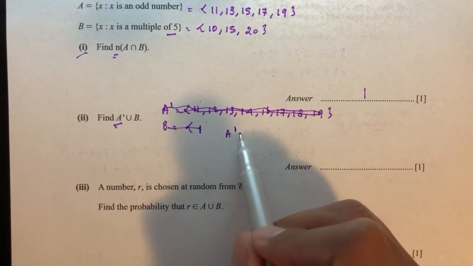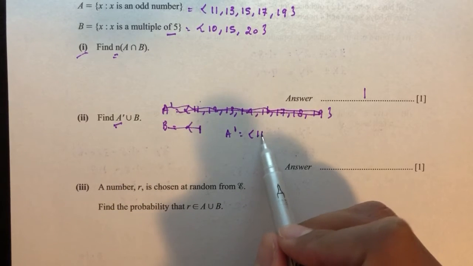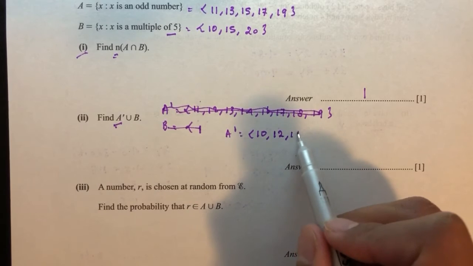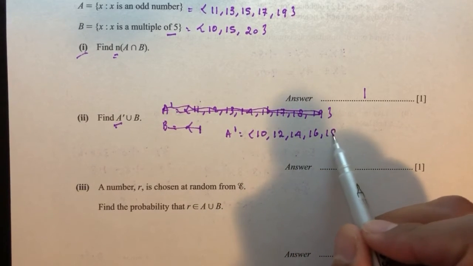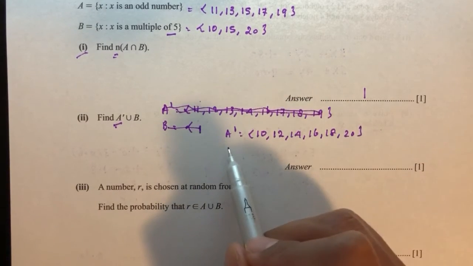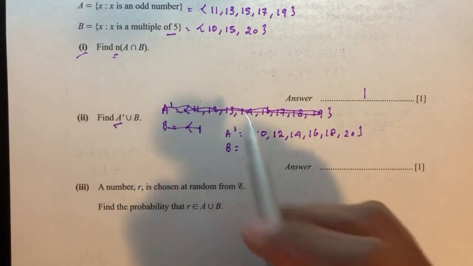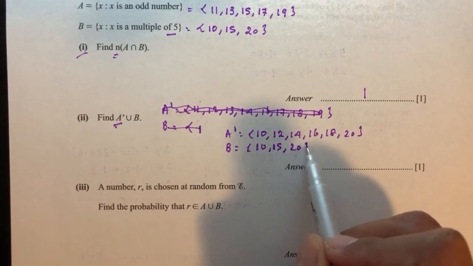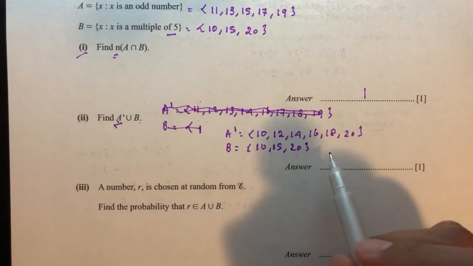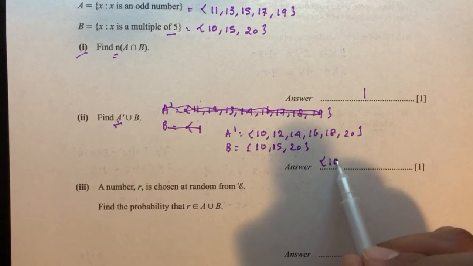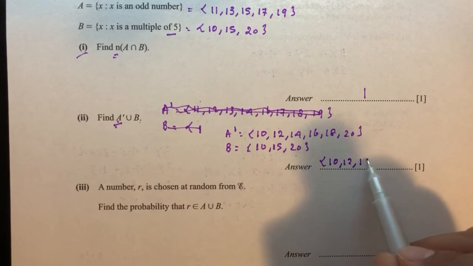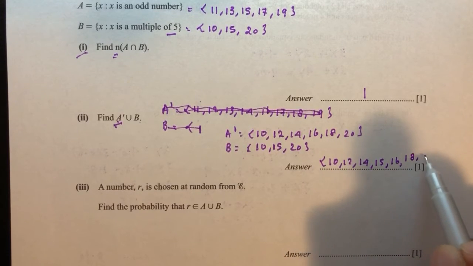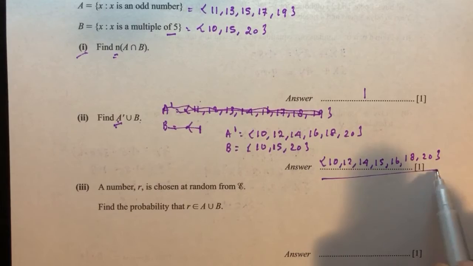So A prime will be 10, 12, all the even numbers basically, 14, 16, 18, and 20. That is A prime. Now B is the set 10, 15, and 20. So what is A prime union B? It will be the set 10, 12, 14, 15, 16, 18, and 20. This will be your answer.